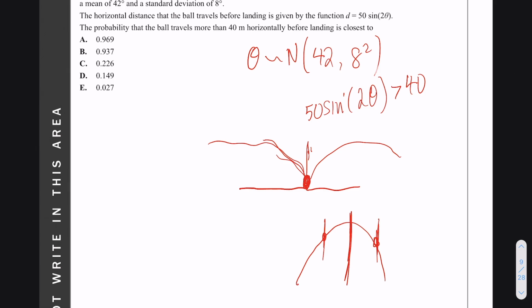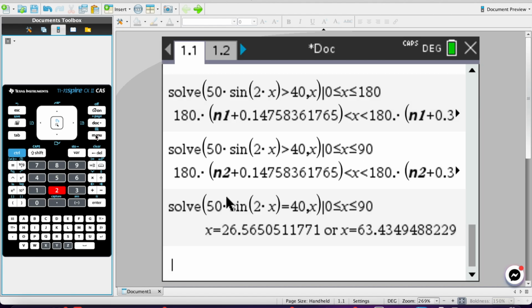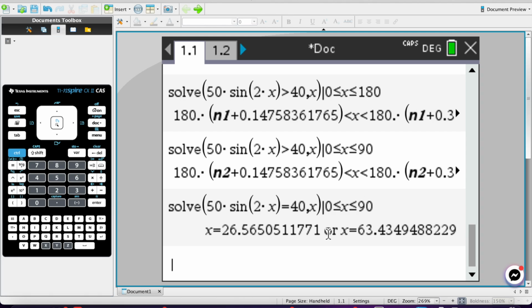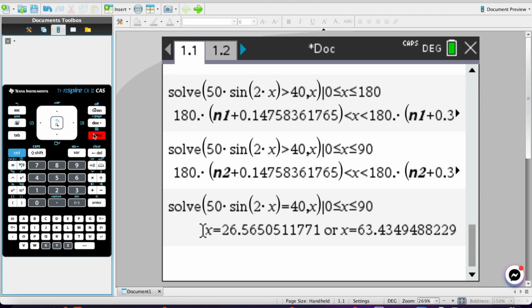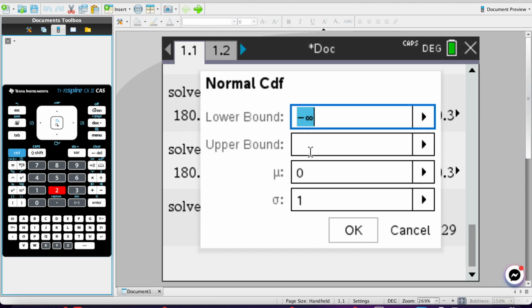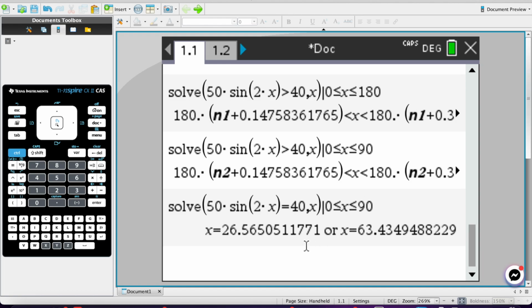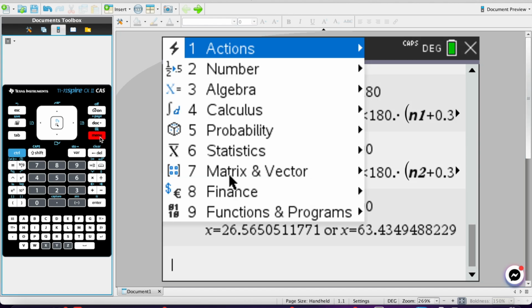So menu 552, the lower bound, I guess I should have written them down. I think it was 26.5. I forgot them. 63.43. Okay, so menu 552. Did I already forget them again? 63.43. My memory doesn't work.